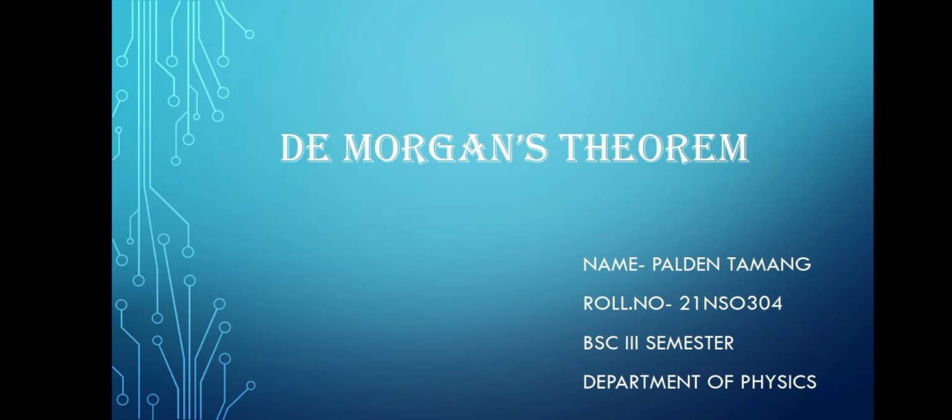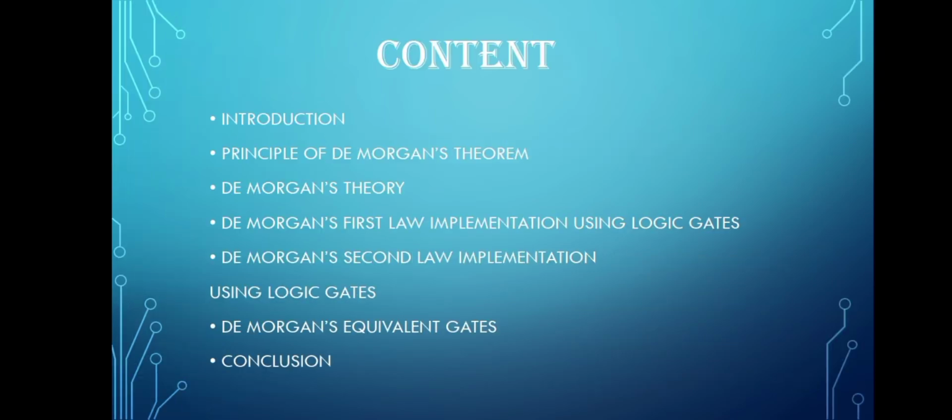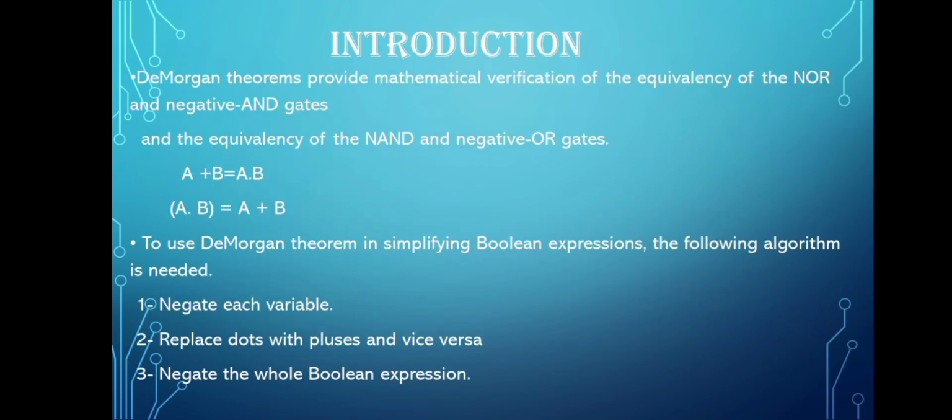My topic is De Morgan's theorem. Starting with the contents: number 1, introduction; number 2, principle of De Morgan's theorem; number 3, De Morgan's theorem; number 4, De Morgan's first law implication using logic gates; number 5, De Morgan's second law implication using logic gates; number 6, De Morgan's equivalent gates; and lastly the conclusion. About the introduction of De Morgan's theorem.